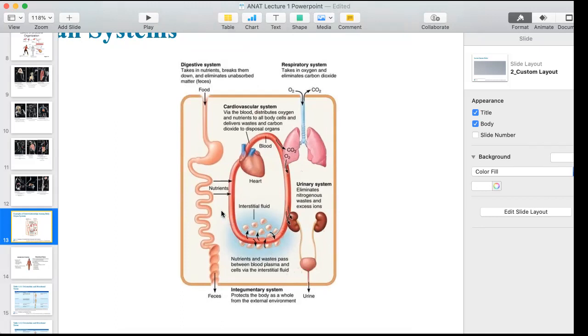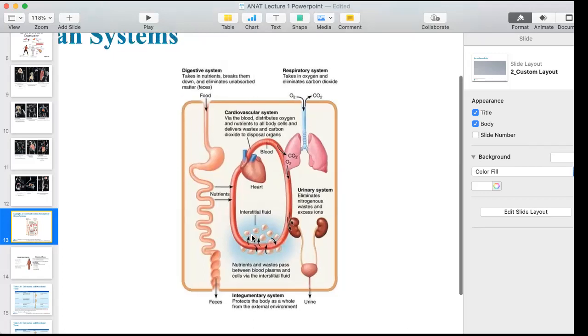We also see that what puts nutrients into the blood is the digestive system, and that's just one way that the systems work together to make nutrient-rich, oxygen-rich blood that is constantly filtered from wastes.